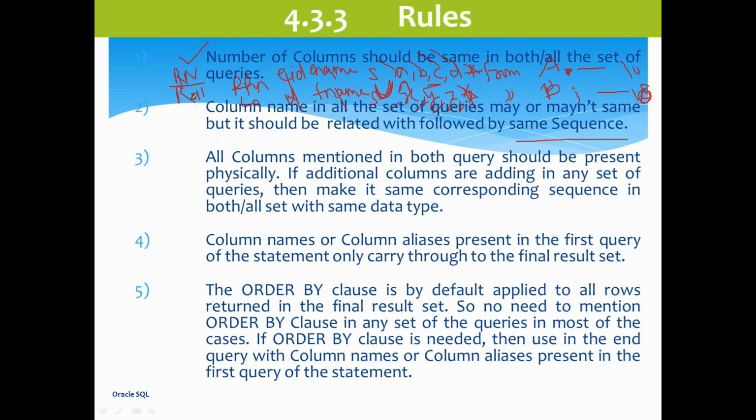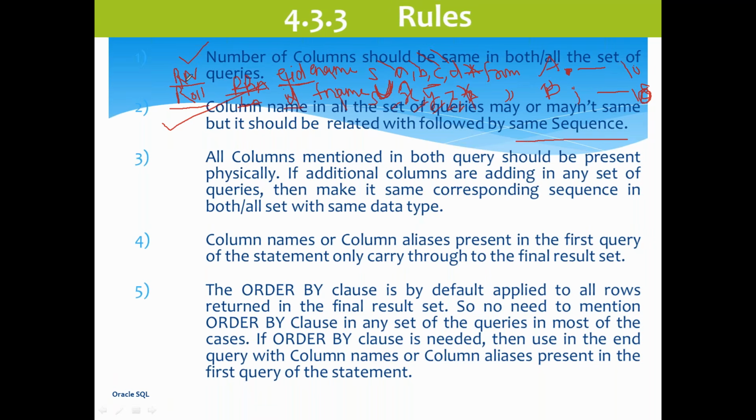If the first column is roll number, then in the second query also the first column should be a roll number related column. Phone number, contact number. Employee ID, ID. So the sequence should be the same. Suppose the third column is employee ID in the first query and the fourth column is ID in the second query, then it is mismatching. So sequence wise you also need to check the meaning. That is the second rule.